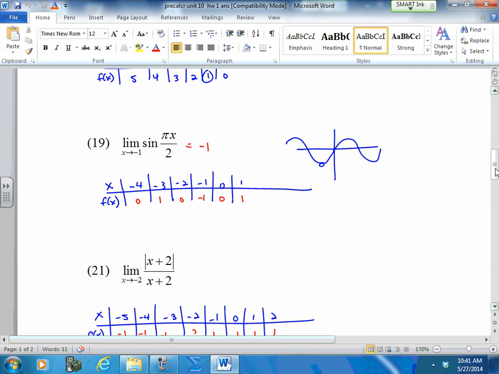Again, this one has no restriction. Is there any restriction in the denominator at all? No. So as I approach -1, and I put -1 in here, negative 1 pi over 2 is negative 90, right? So what is the sine of negative 90? The sine of 90 is 1. The sine of negative 90 is negative 1. I have a value there. That value exists, so my limit does exist. My limit is its y value.